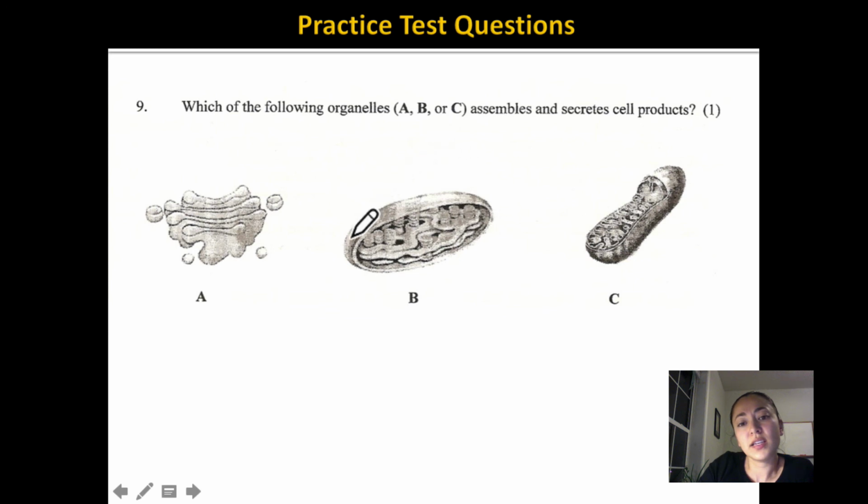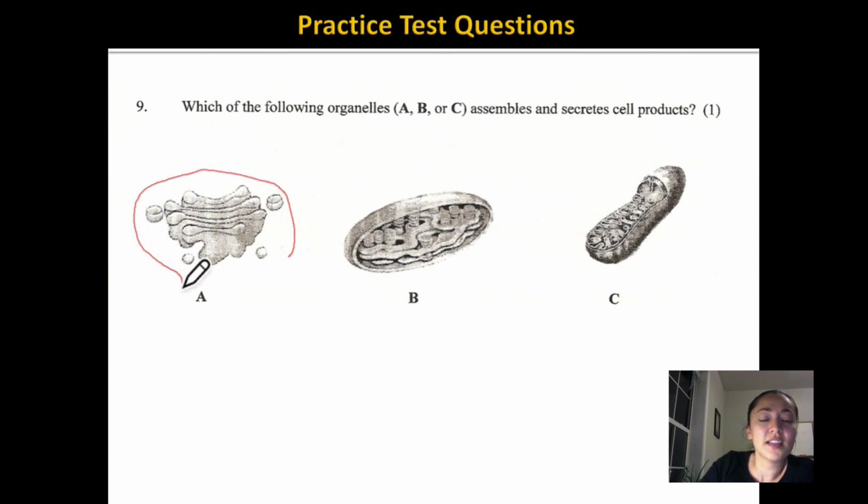The next question asks, which of the following organelles assembles and secretes cell products? Well, we know that this here is the chloroplast. The chloroplast makes glucose, but it doesn't really secrete them from the cell. Secrete means it sends them out of the cell. The mitochondria makes ATP, but doesn't really secrete these cell products from the cell. Here we have the Golgi. The Golgi body actually assembles proteins and lipids, and its main job is to then secrete them from the cell to send them out of the cell. So A would be correct here.